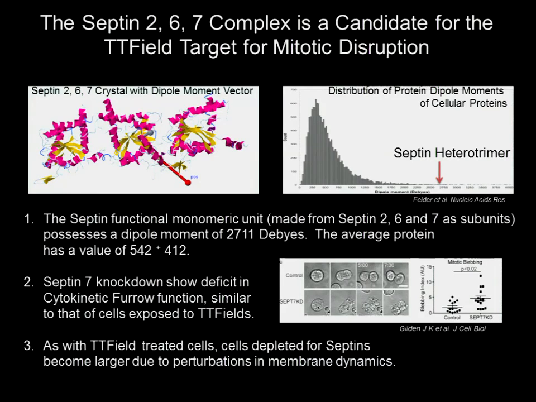And interestingly, Septin knockdowns, as they try to go through mitosis, have the same phenotype as the phenomena you see with the TTFields. TTField treated cells become larger. Septin depleted cells also become larger.